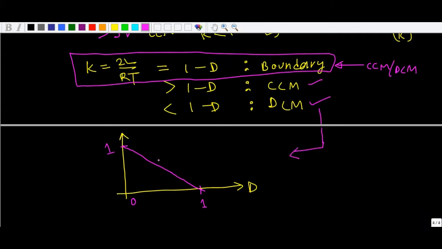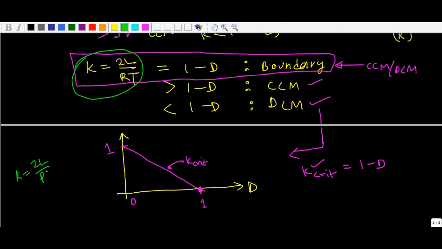Here we have plotted the critical value of K, that is K crit, which is at the boundary, that is 1 minus D. When D is equal to 0, then this value will be equal to 1. This is nothing but K crit. And when D is equal to 1, then this critical value of K will be 0 at this point. Now let's say we have the value of K, that is 2L by RT. It does not depend on D. So by changing the value of the inductor, we can change the value of K.